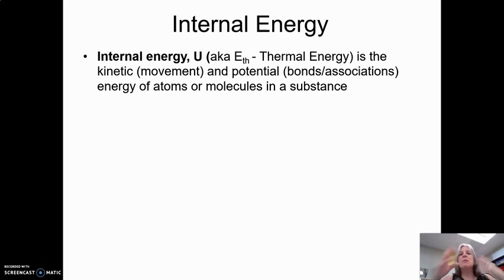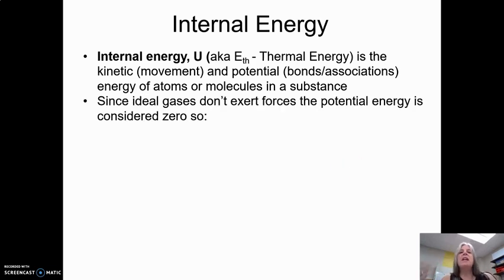But it is all of the energy of the gas. So the kinetic energy, the motion of the molecules, and any potential energy stored in the bonds or associations between atoms or molecules.